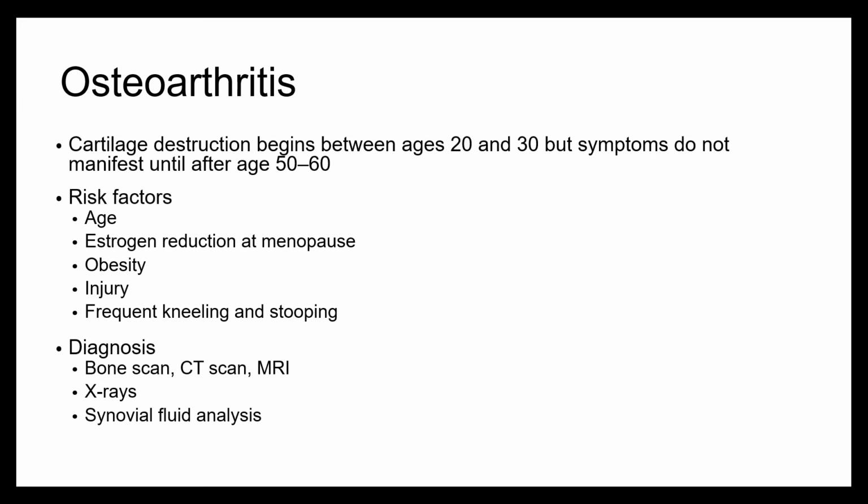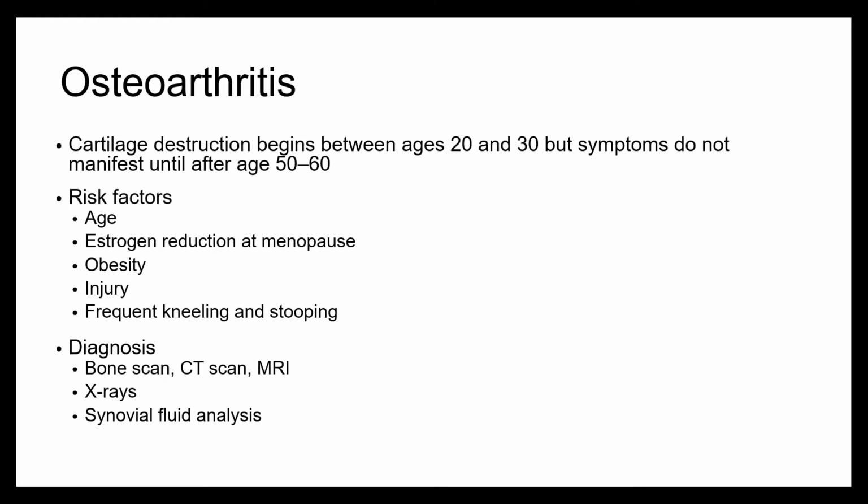Osteoarthritis is the most common form of joint disease in the United States. Over 27 million Americans are affected. Over 50% of individuals over age 65 have at least one joint affected by osteoarthritis. Although this is very common, it is not considered a normal part of the aging process. Additionally, we do see osteoarthritis present more frequently in women than in men.